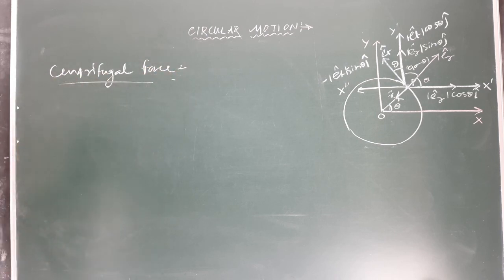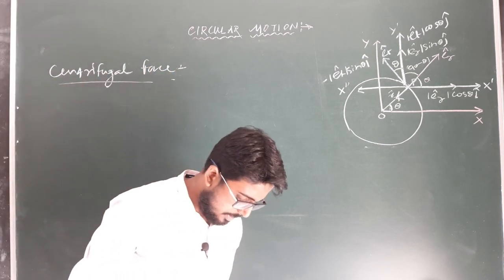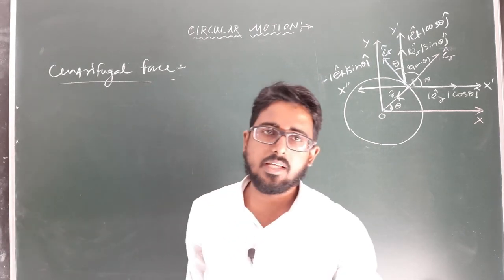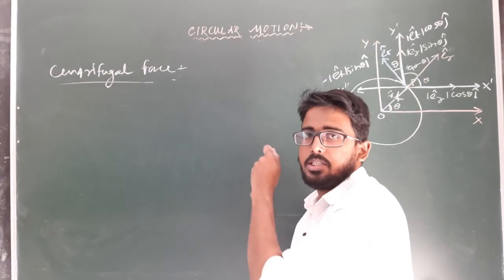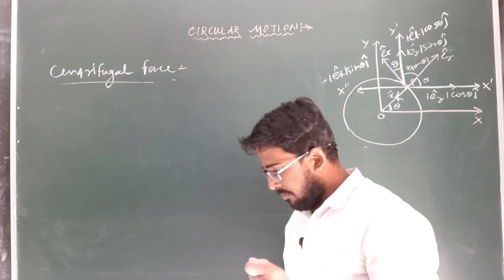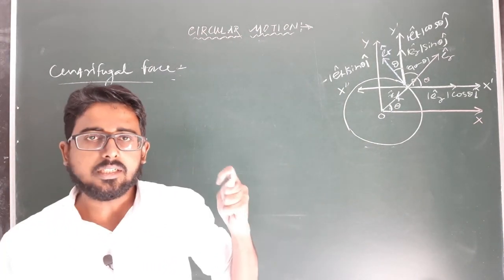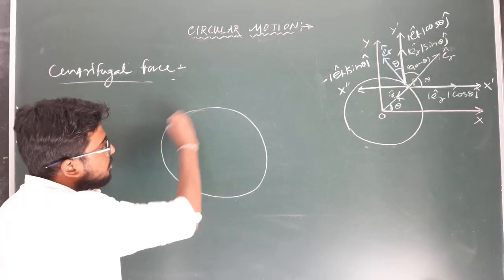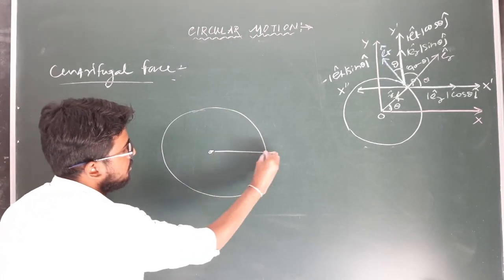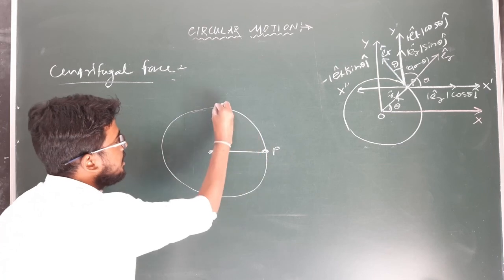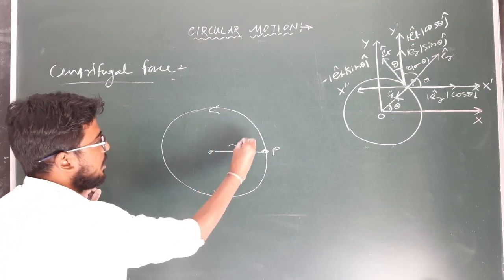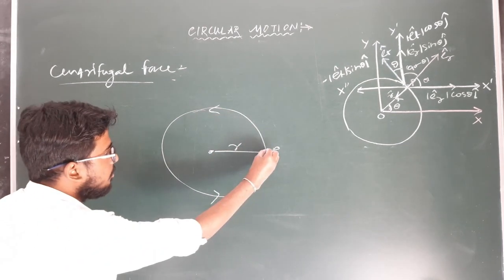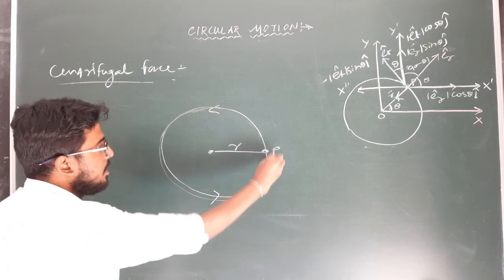So centrifugal force is the same as that of centripetal force. The difference is only that centrifugal force is a pseudo force and it is opposite to that of centripetal force. So when a body is executing circular motion, if the particle P is performing a circular motion of radius r, then the motion of the particle is considered to be in anticlockwise sense.